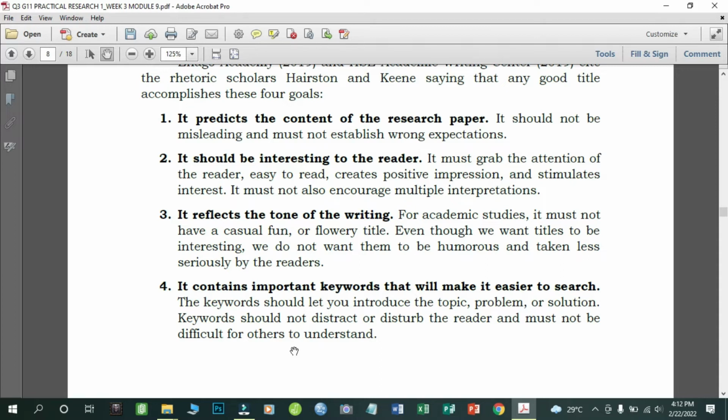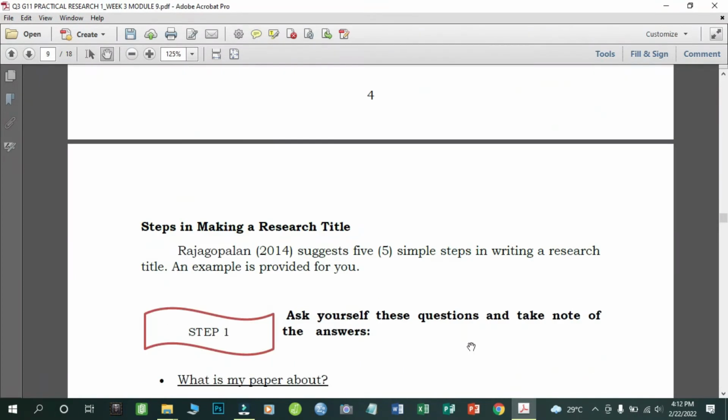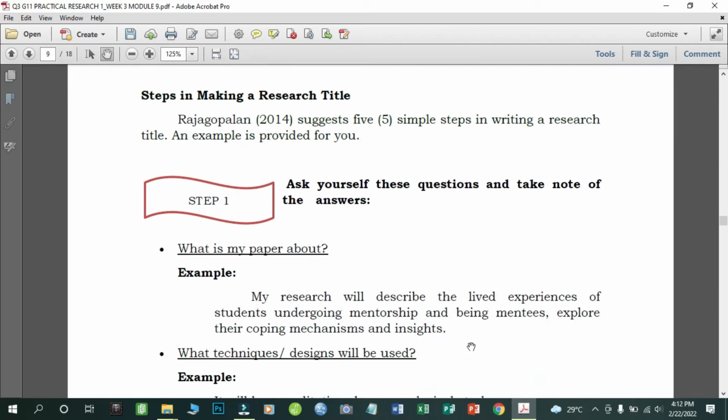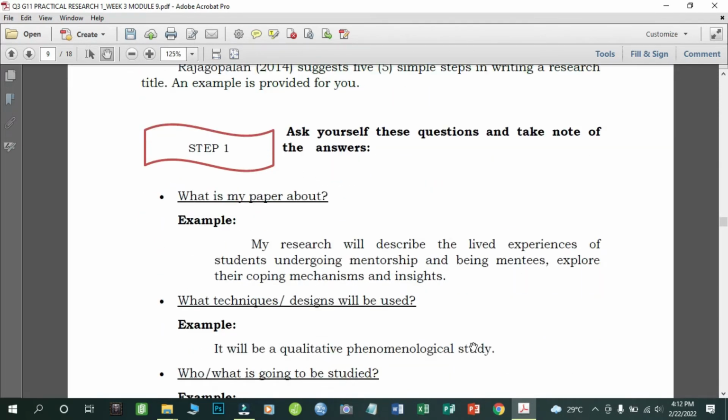Remember those steps. Then step 2: use your answers to list keywords. These are the keywords: life experiences of students undergoing mentorship and being mentees; qualitative pedagogical study; junior high school students assigned as mentors and mentees; science training program; common themes.